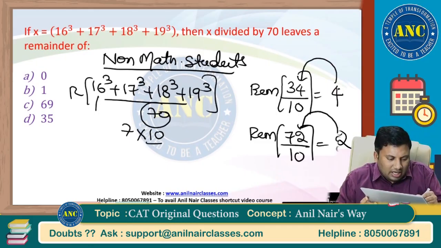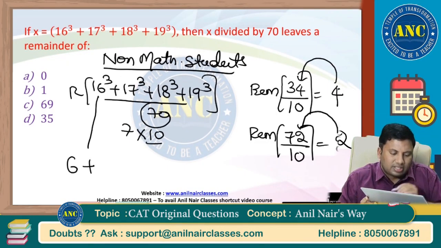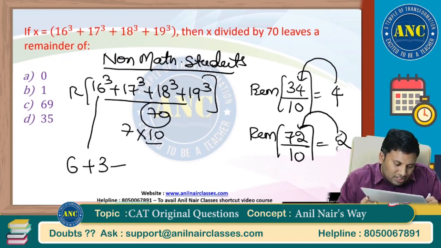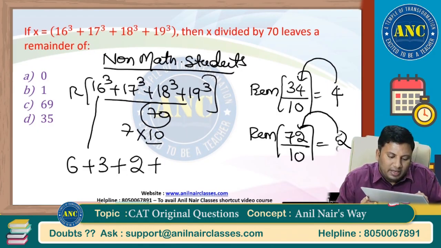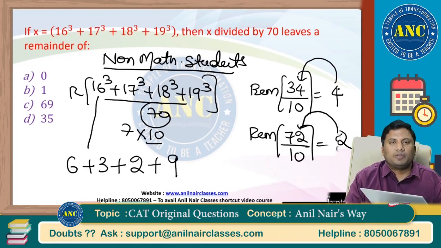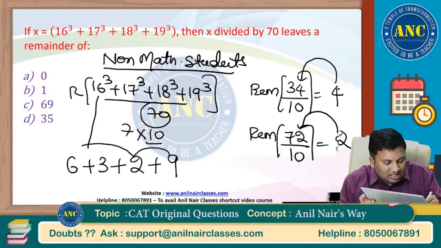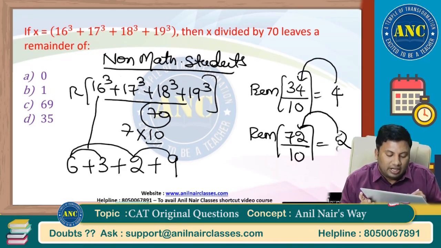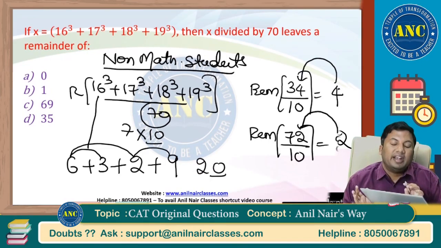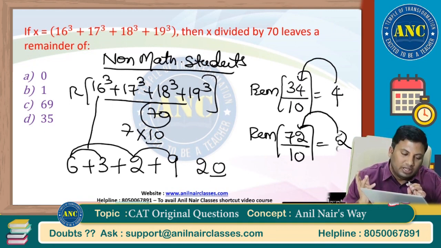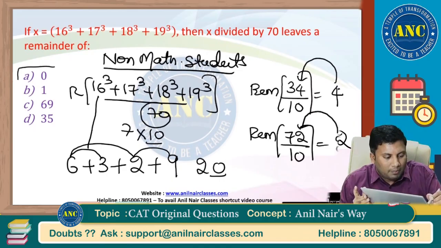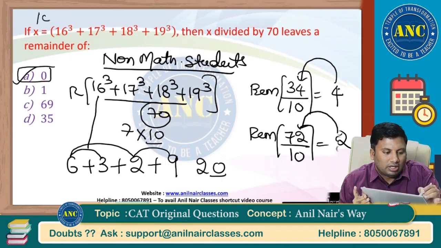So 6 cube ends in 6. 7 cube is 343. 8 cube is 512. 9 cube is 729. I hope it is clear, right? 9 plus 2 is 11, 11 plus 3 is 14, 14 plus 6 is 20. He knows that when he divides a number by 10, the unit digit should be 0. If there is more than one answer option with unit digit 0, I will do it with another number. Only one option is there. So it is 0.